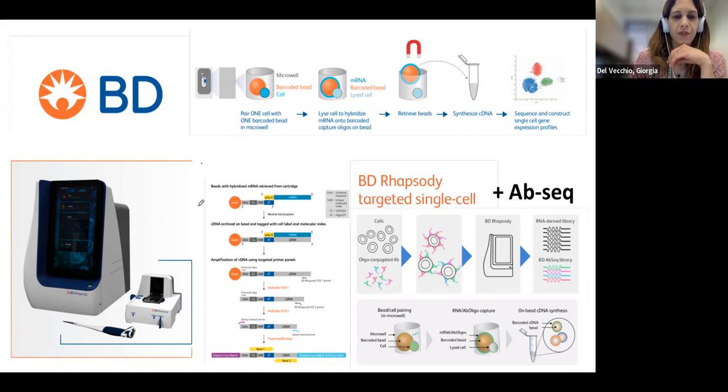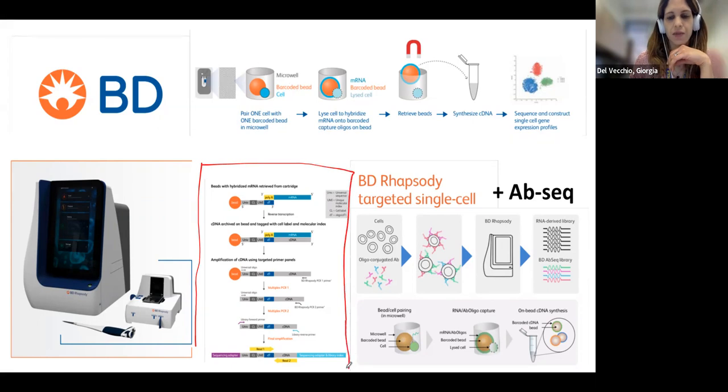But the main difference between BD and 10x is that for the RNA, 10x is using a 3' approach. So it's just capturing and sequencing the 3' end of the messenger RNA. With BD, you can use a targeted approach. So they use a panel of target regions. So it's not just the 3' end, you are targeting the genes.